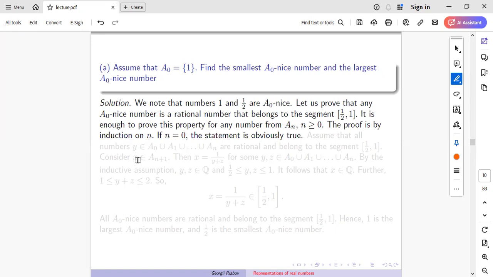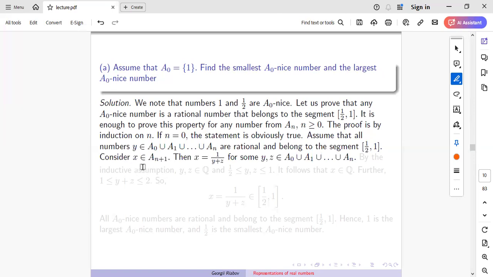We will prove this property for every number from AN, and the proof is actually easy induction. If n is equal to 0, then obviously the statement is true. Okay, assume that we proved the statement for all sets A0, A1 up to AN. Consider x from AN plus 1.